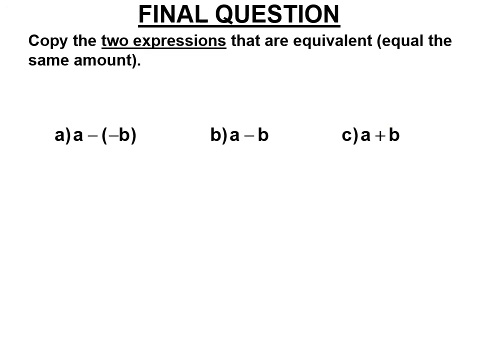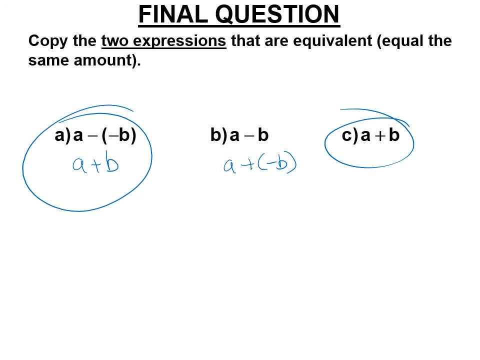So which two are the same? Well, A minus the opposite of B is the same as A plus B. A minus B is the same as A plus negative B. Now don't switch this around. That's not negative. That's not subtraction. That's addition. So which two are the same? C and A would have the same answer for all values of A and B.